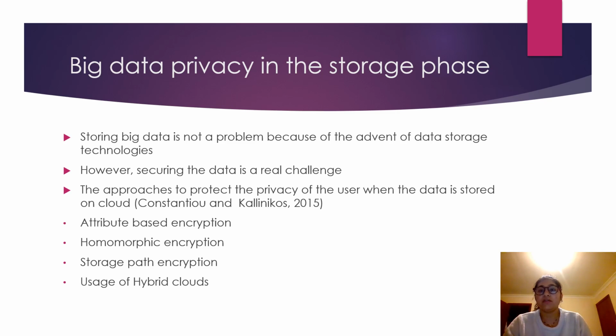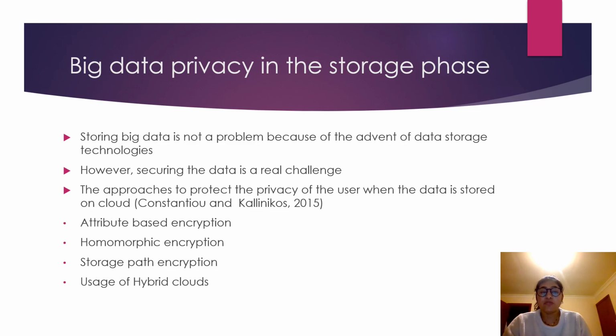For example, in cloud computing, we all know about cloud computing. However, the main problem is securing the data. Based on this, there is a need to make sure that the privacy of information is protected using various approaches. First approach is attribute-based encryption, an encryption technique which ensures end-to-end big data privacy in cloud storage systems.